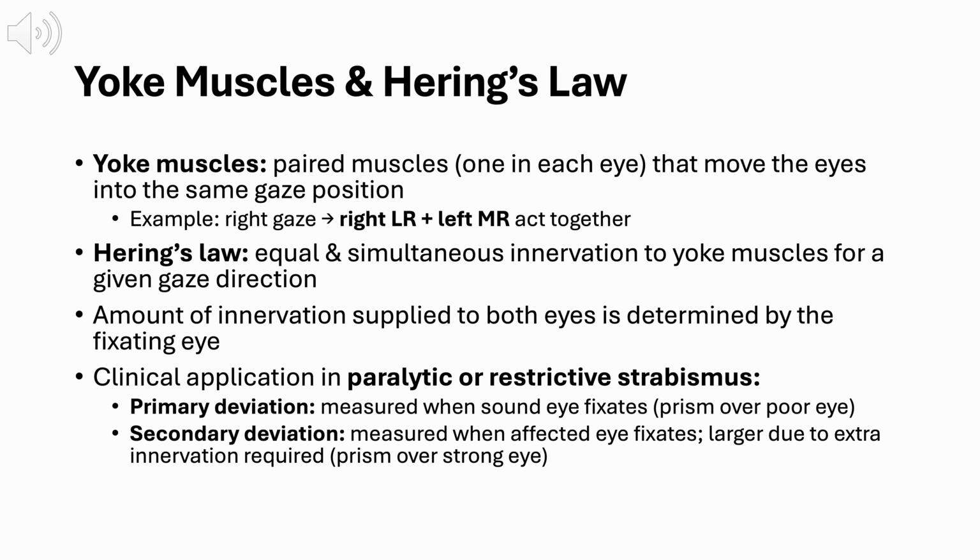This has important clinical implications in paralytic or restrictive strabismus. The primary deviation is measured when the sound eye is fixing, which reflects the baseline misalignment and is measured with the prism placed over the affected eye. The secondary deviation is measured when the affected eye is forced to fixate. Because extra innervation is required to move the weak or restricted eye, the yoke muscle in the fellow eye receives that same increased signal, producing a larger deviation. This is why the secondary deviation is greater than the primary.